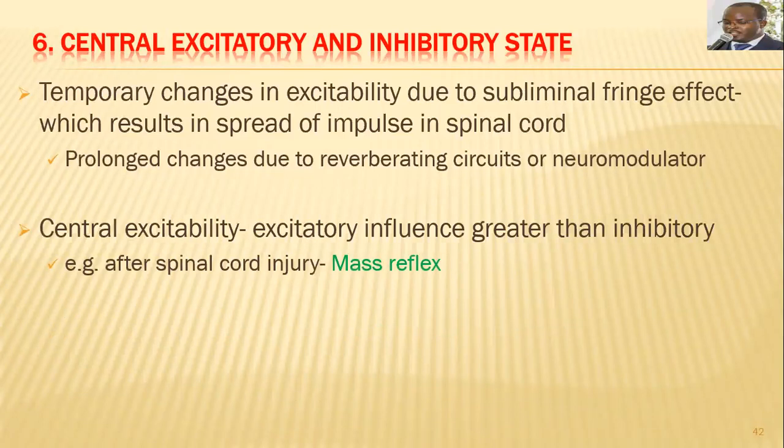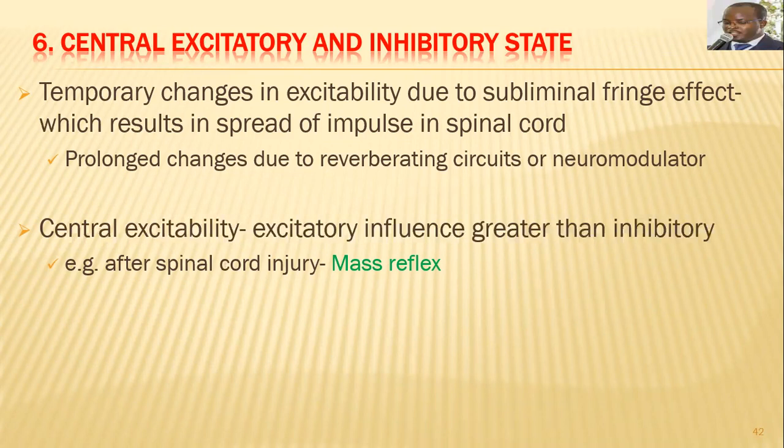So in simple terms, we are just looking at the inhibitory or excitatory state of the spinal cord, whether you're having central excitability or central inhibition. In central excitability, the excitatory influence is greater than the inhibitory influence. If you have more excitatory than inhibitory, then you're going to have central excitability. So you're going to excite the spinal cord, for instance. After spinal cord injury, sometimes you can have a mass reflex as an example of central excitability.